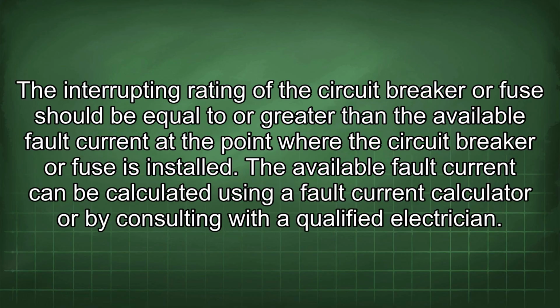The interrupting rating of the circuit breaker or fuse should be equal to or greater than the available fault current at the point where the circuit breaker or fuse is installed. The available fault current can be calculated using a fault current calculator or by consulting with a qualified electrician.